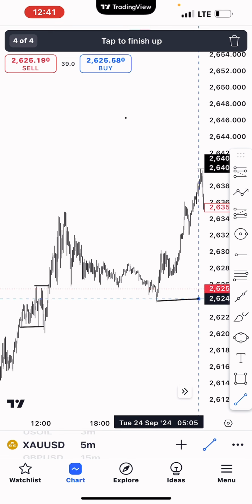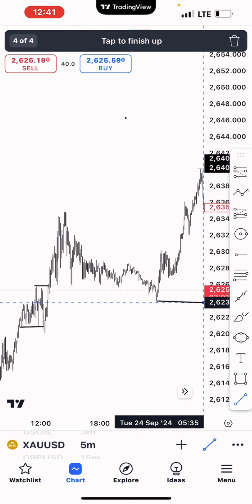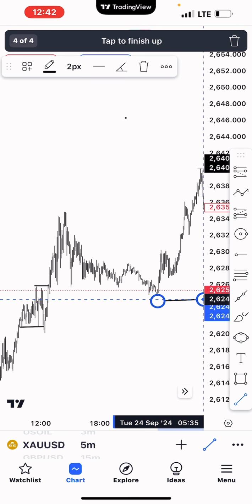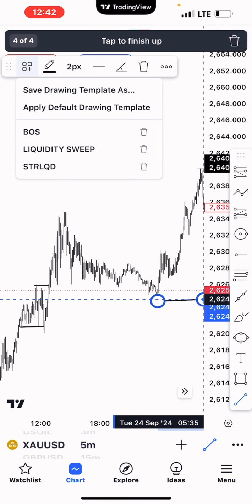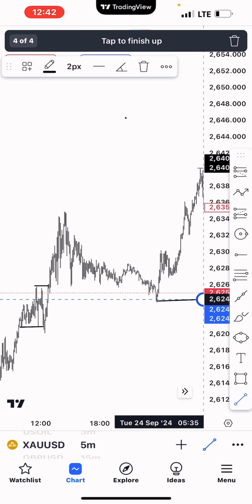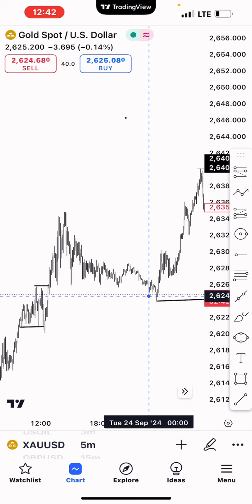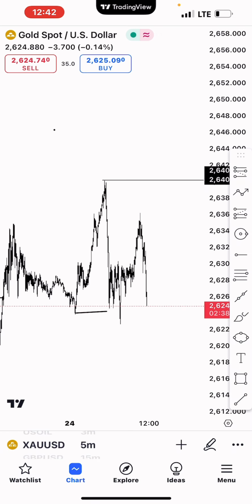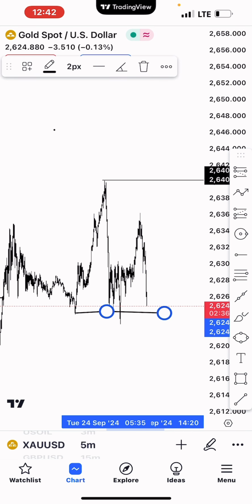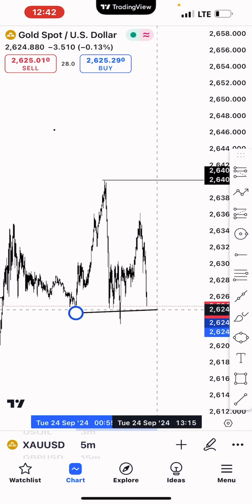So we're just going to draw this and take it a bit further. I'm going to go and do some settings here, and extend this to my right a bit.